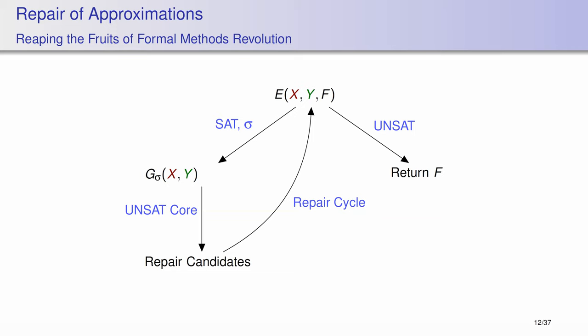Whenever we have a counterexample, we are going to repair it, and we'll go through the repair cycle until we reach a point where this error formula is unsatisfiable. Error formula being unsatisfiable means that there is no possible counterexample. So for every input over X, the output of F satisfies the specification. Okay?